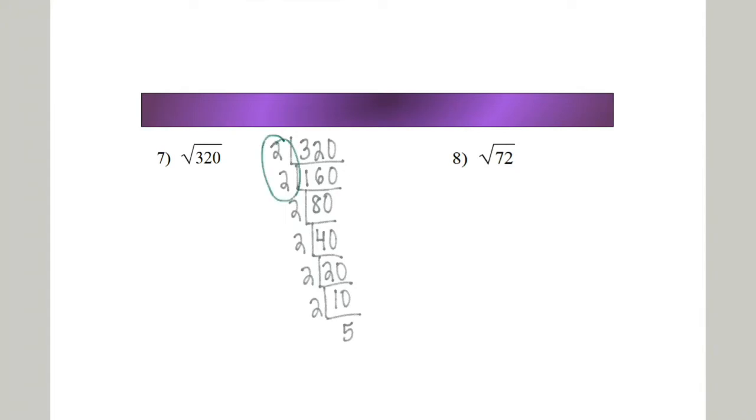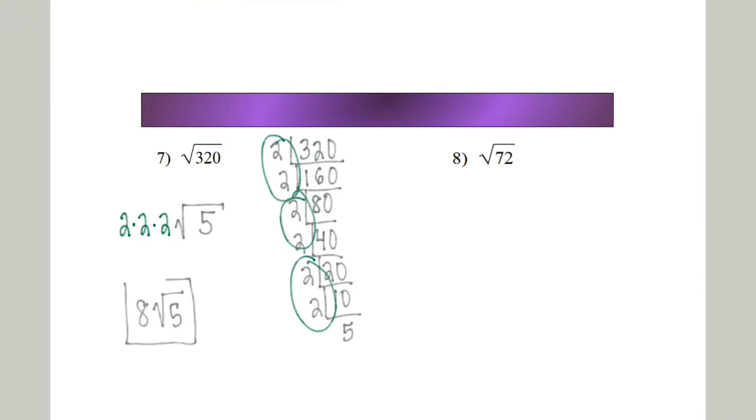I've got a pair of 2s, a pair of 2s, and a pair of 2s. I'm going to take each one of those and multiply them together. So one from each pair gets multiplied on the outside, and the leftovers, I only have one left over, so it stays inside. If I had more leftovers, they would also get multiplied together and stay on the inside. So our answer here is 8 times the square root of 5.